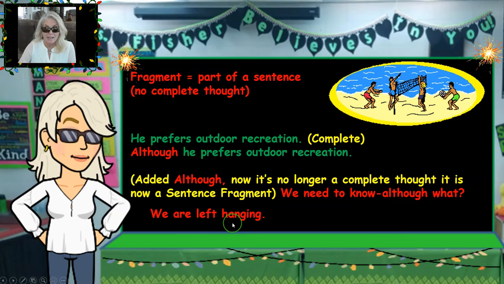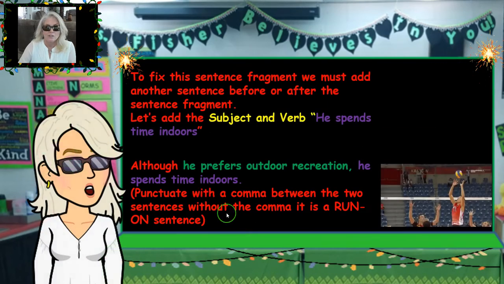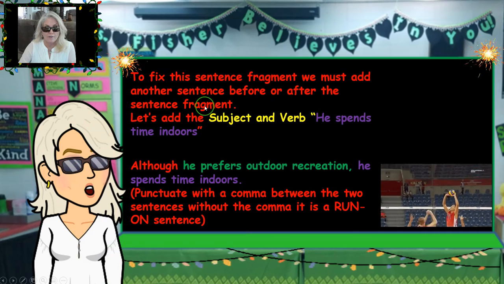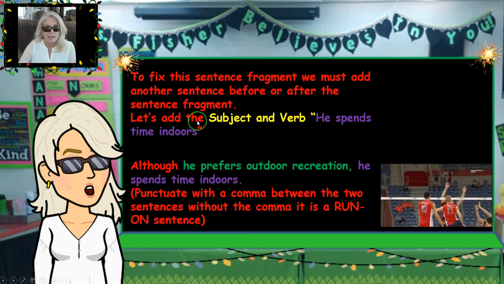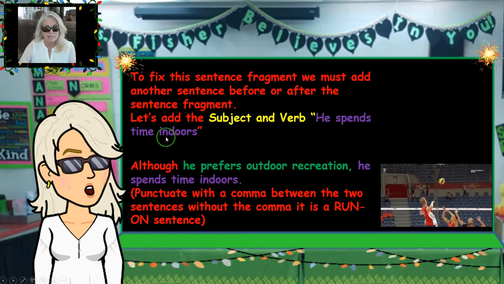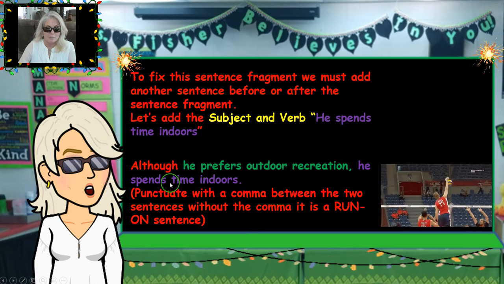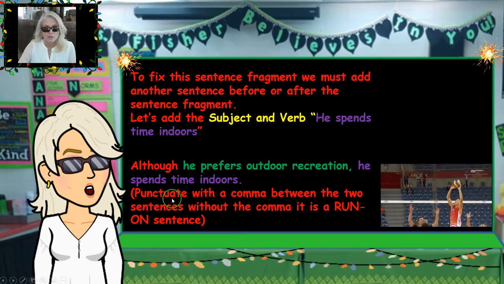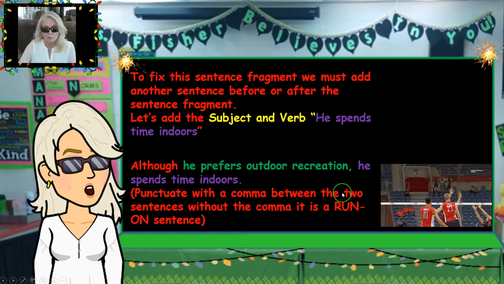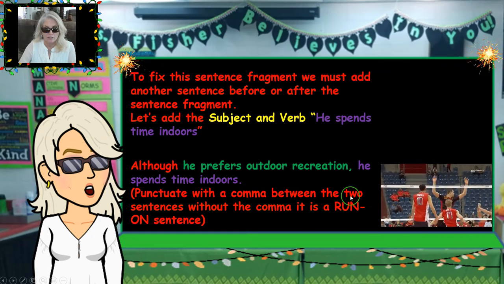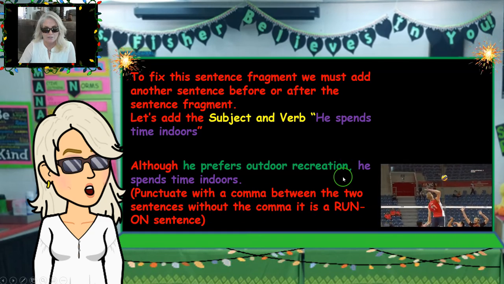We are left hanging. So to fix this sentence fragment, we must add another sentence before or after the sentence fragment. So we can add the subject and verb, he spends time indoors. Although he prefers outdoor recreation, he spends time indoors. You punctuate this with a comma between the two sentences. Without the comma, it would be considered a run-on. So it gets the comma here.